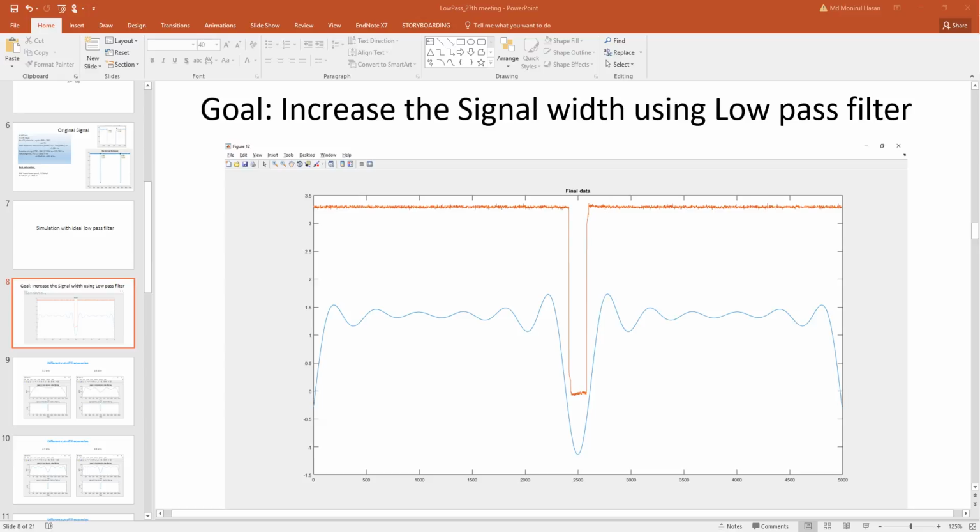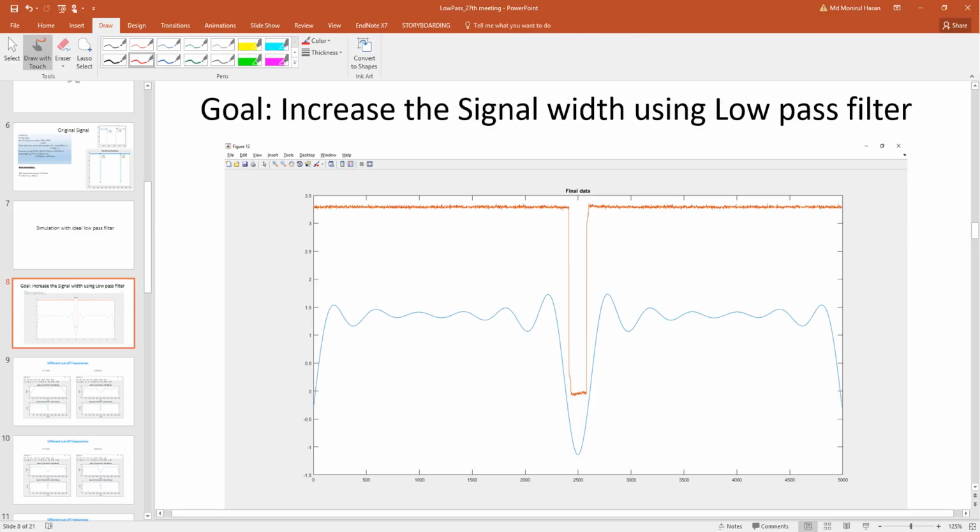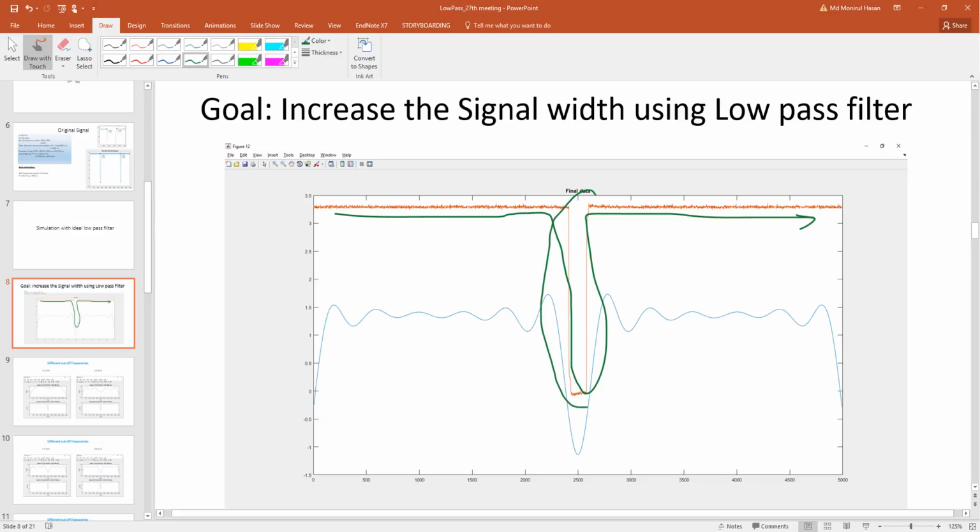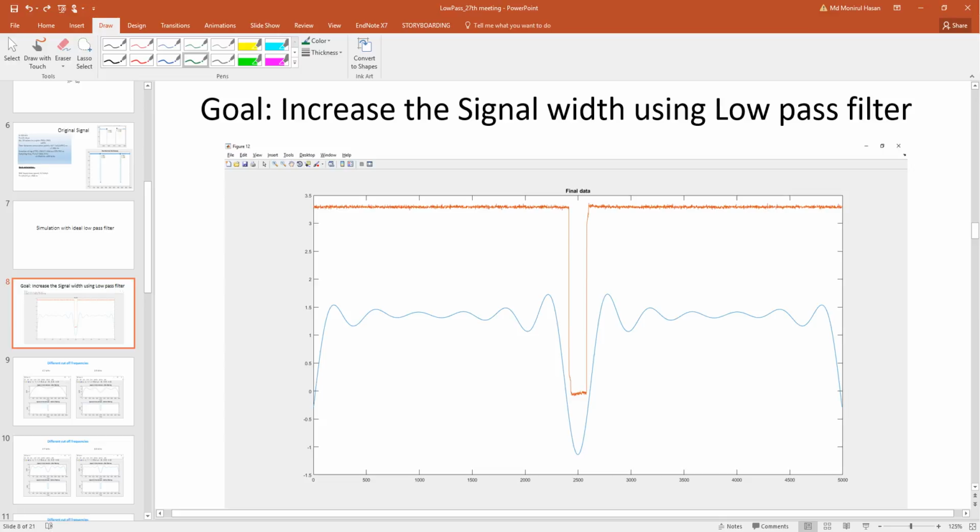Now I will show you one example of how we can use a low pass filter to increase the width of a signal. Say we have a time domain signal here that's shown in the red data. We want to increase the width of the signal. So how can we increase the width of the signal? That's our goal.